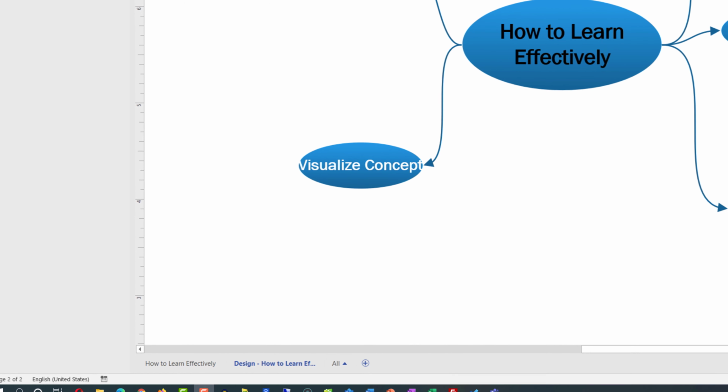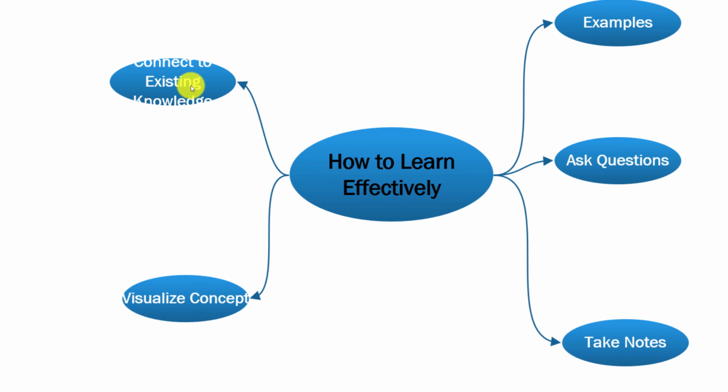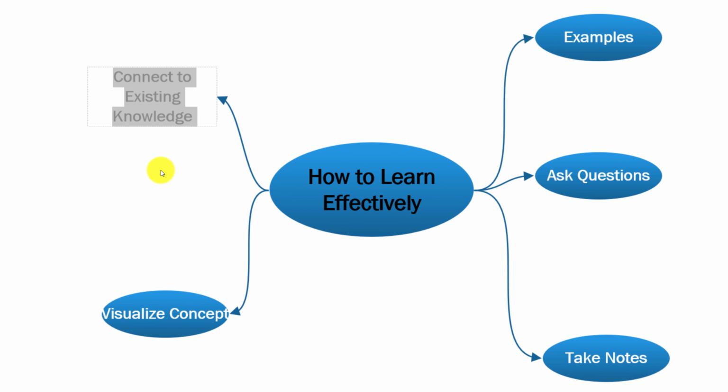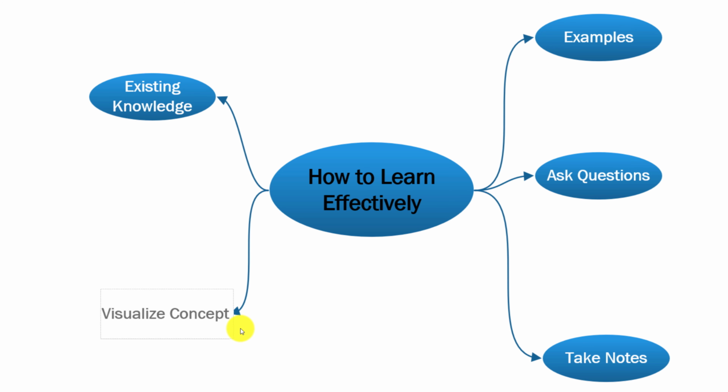After changing the design, some of the text no longer fits into the box. So what you can do, you can either expand the box, or in my case, I'd like to keep the boxes the same. Or in this case, it's not boxes, it's ovals. I'm typically just changing the length of the text and reducing the text. For example, instead of connect to existing knowledge, I'll just leave existing knowledge. And here, instead of visualize concept, I can maybe have it on a different line if I really want to keep both, or I can just leave the word visualize.